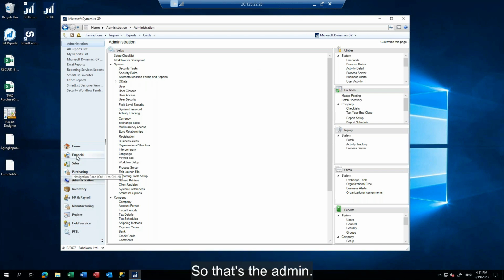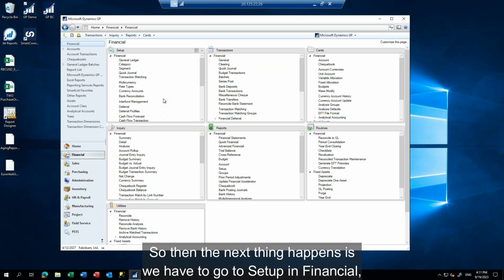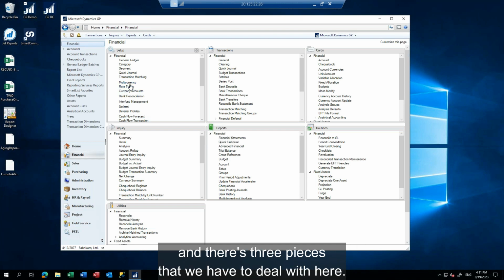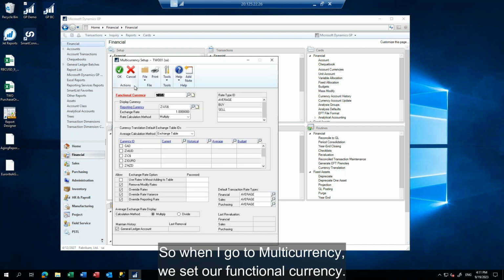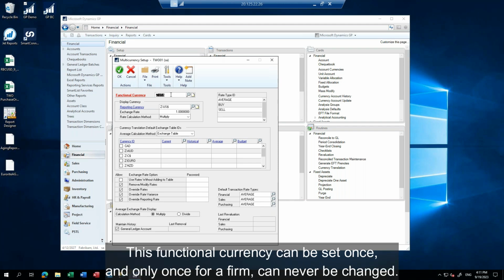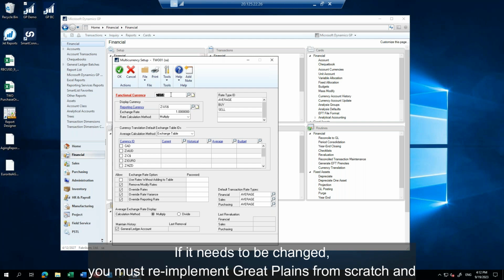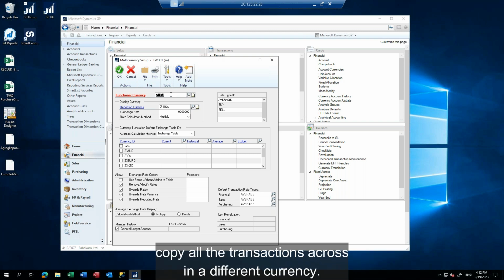So that's the admin. So then the next thing that happens is we have to go to setup in financial, and there's three pieces that we have to deal with here: multi-currency, rate types, and currency accounts under setup. So when I go to multi-currency, we set our functional currency. This functional currency can be set once and only once for a firm, can never be changed. If it needs to be changed, you must re-implement Great Plains from scratch and copy all the transactions across in a different exchange in a different currency.